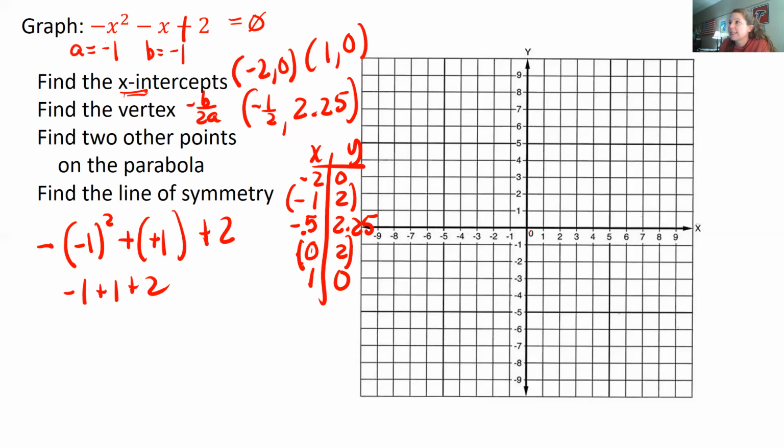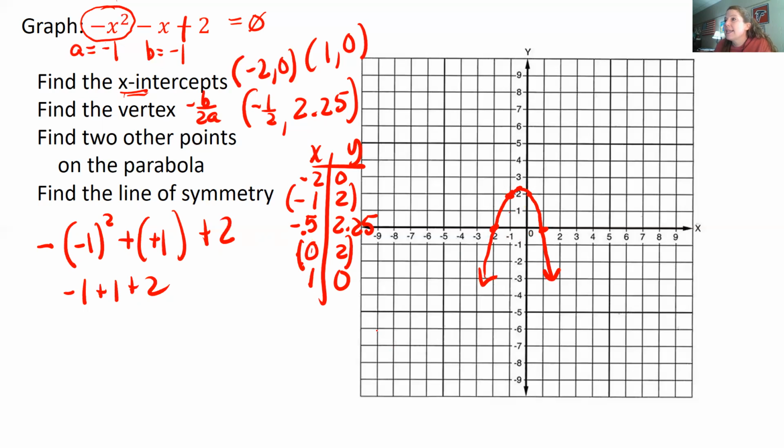All right, so let's graph these. -2, 0. And then we're going to do -1, +2. So first of all, did you notice we're going to have a parabola pointing down? And then we're going to do -0.5 and then up 2 1/4, barely above the 2. And then we're going to go 0, 2 right there. And then we're going to go 1, 0 right there. So we have this thing right there.